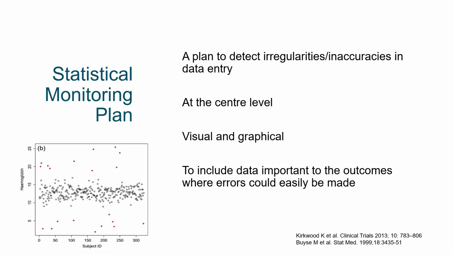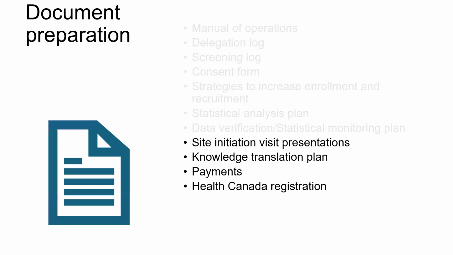When it comes to a statistical monitoring plan, what to include with regards to data, in my opinion, would be obviously your primary and secondary outcomes, but any other data that are easy to input inaccurately, like frequent laboratory data. So if you're collecting hemoglobins frequently, that might be a data point to actually check.